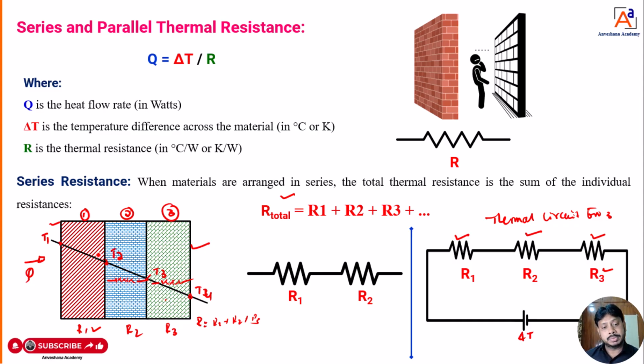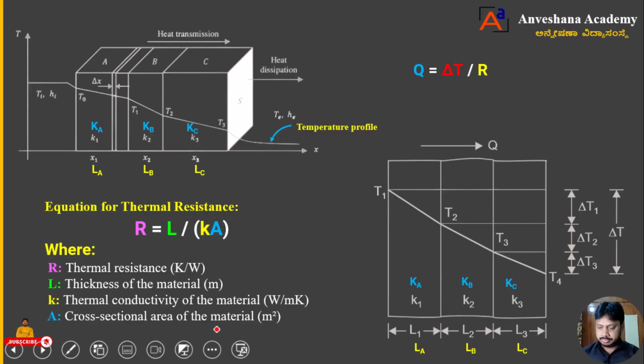If there are 2 materials, then this is the thermal circuit I can draw for 2 materials when they are arranged in series. This is series resistance, dear students. What is series resistance? When materials are arranged in series, the total resistance is nothing but the sum of individual resistances. That is series resistance. Okay, fine. To understand better, I will take one more example, dear students.